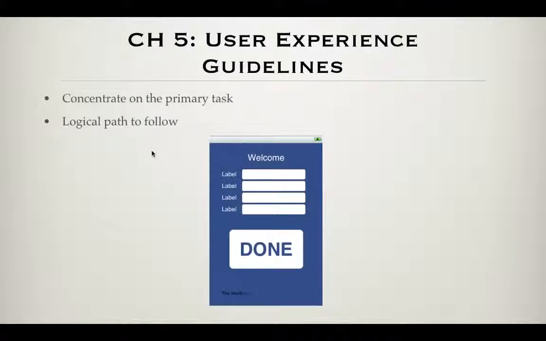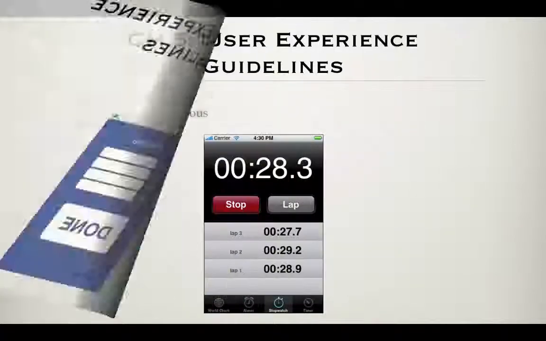The second thing is the logical path to follow. When I download this application and want to use it, I expect to read the title, then to use the functionalities from top to bottom. So I will be entering some text, then I will press the done button, then I will get my result, and this is a logical path to follow. So this is a good example for a logical path to follow.